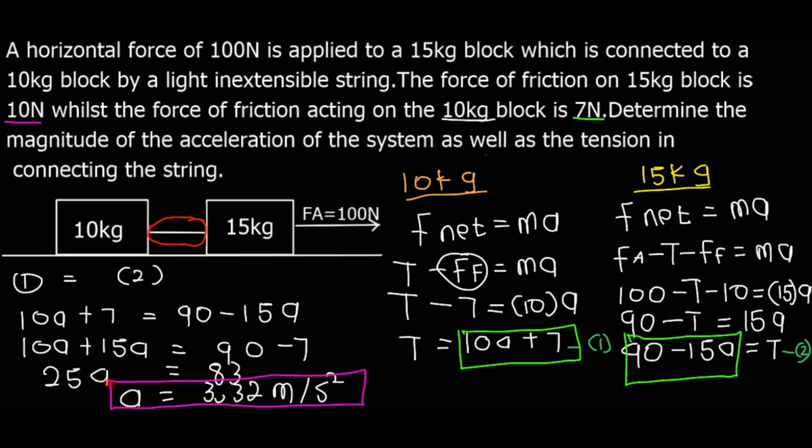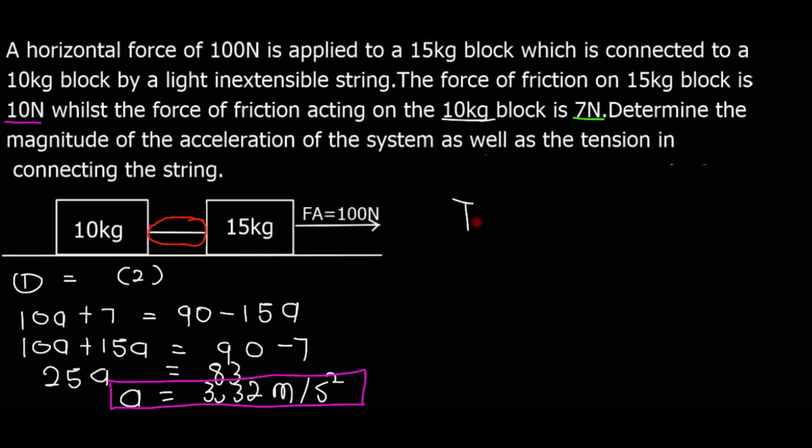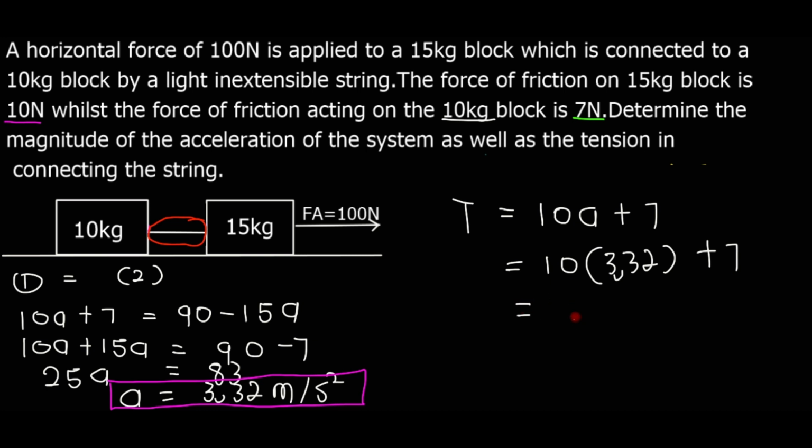So now we want to find the tension. To find the tension, I take this acceleration and substitute anywhere in equation 1 or equation 2, and you will get the same thing because these tensions are equal. So I can say T equals 10A plus 7, and then substitute the acceleration of 3.32 and then plus 7. So from there it will give 40.2 newtons. Remember, our tension is a force, and this is our answer.